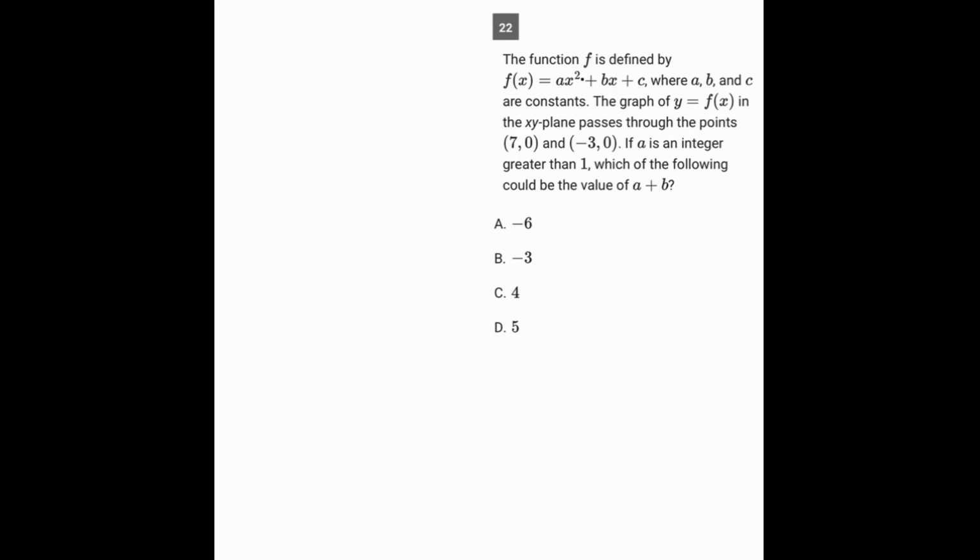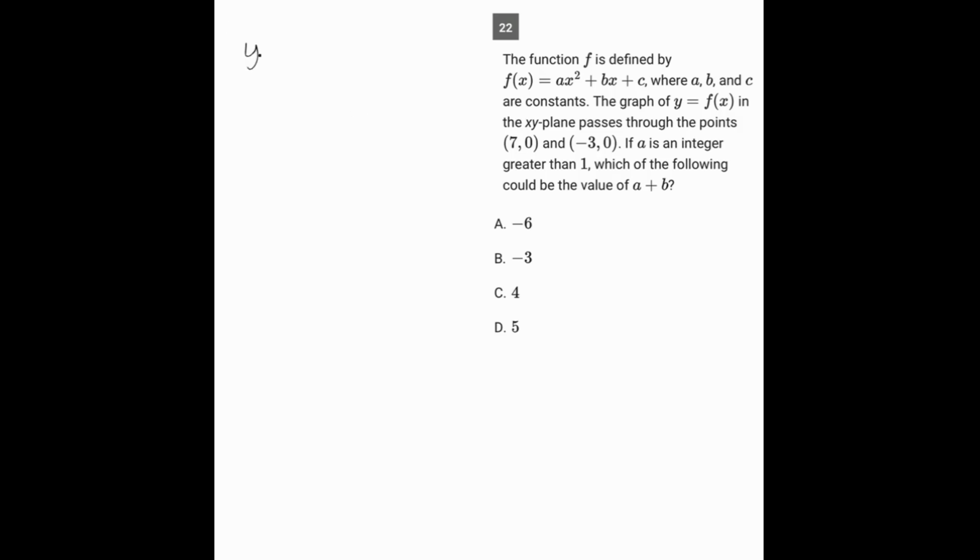Here, we're being given a quadratic function. Quadratics have x squared. And we're being told what the x-intercepts are. The x-intercepts are the places where y equals 0. Now, the x-intercepts of a parabola are important because from there you can get the factors.